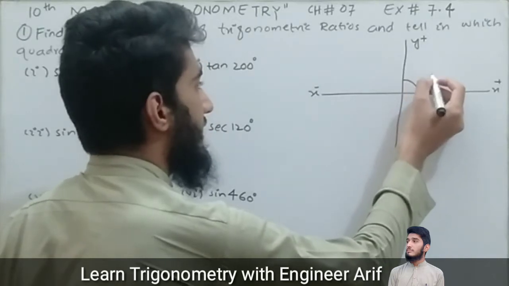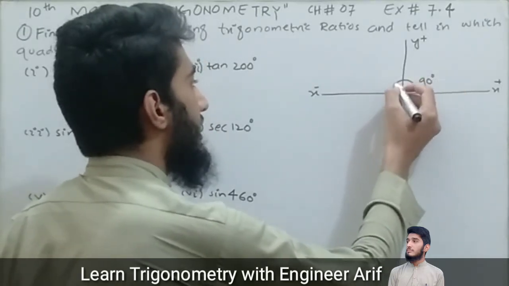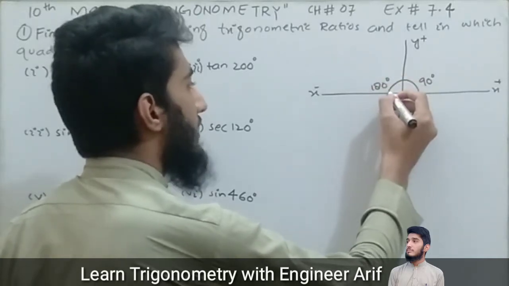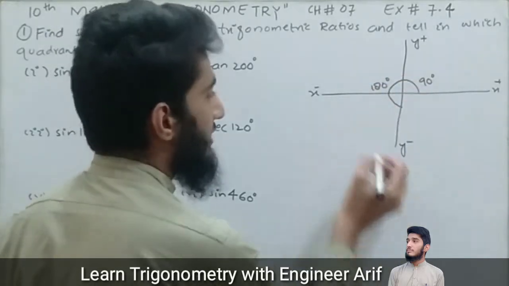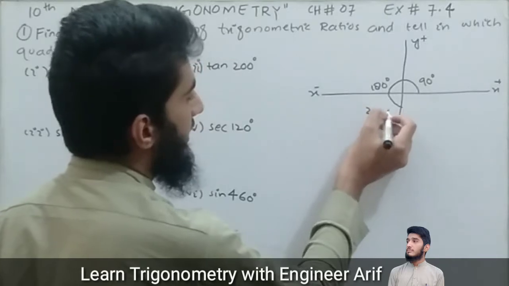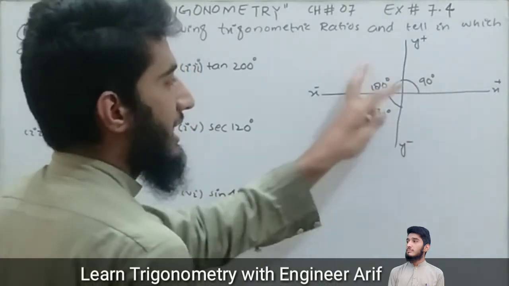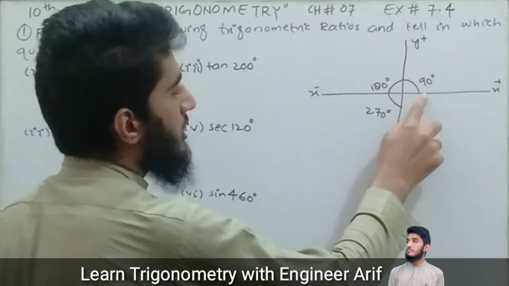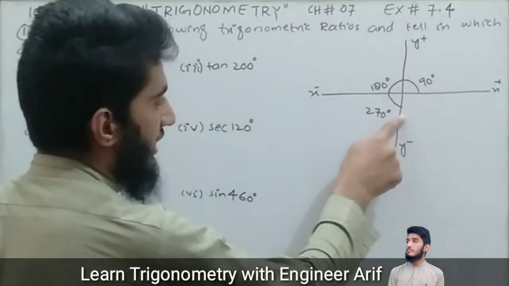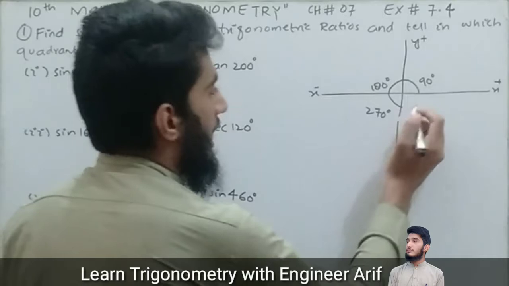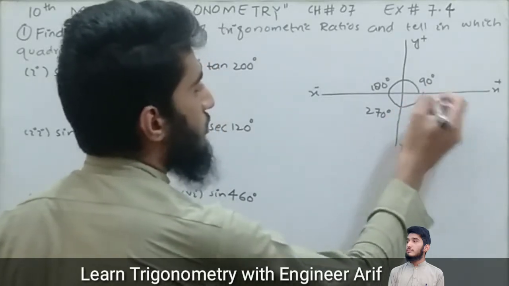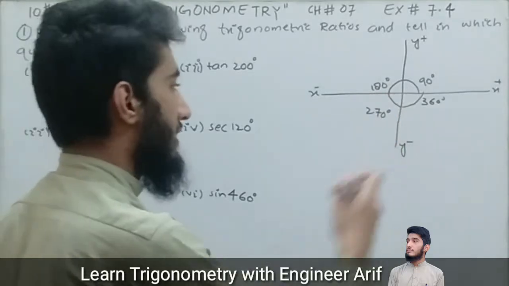So this is 90 degree. Further moving to the negative x-axis, it will cover 180 degree. Further moving to the negative y-axis, this will cover 270 degree in the anti-clockwise direction because the angle is positive. If the angle is negative, then the rotation will be clockwise from the positive axis. Further moving over here, it will cover 360 degree.